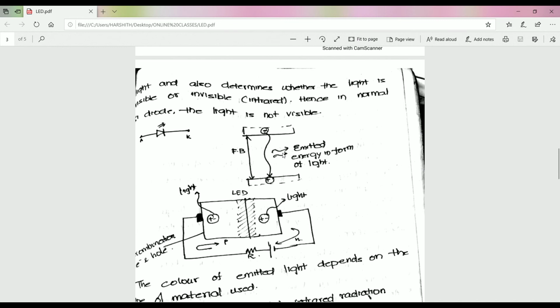Gallium arsenide LEDs emit radiation which is infrared, hence invisible. Infrared means invisible. Gallium arsenide phosphide produces red or yellow visible light, while gallium phosphide emits red or green visible light. Some LEDs emit blue or orange lights also.